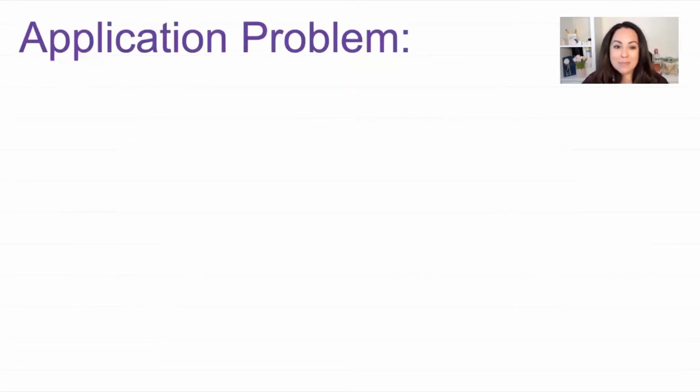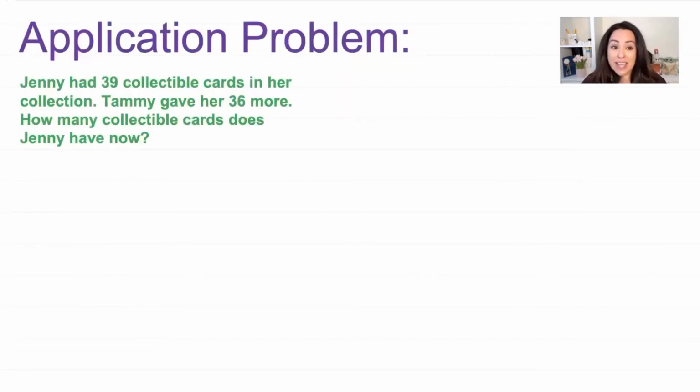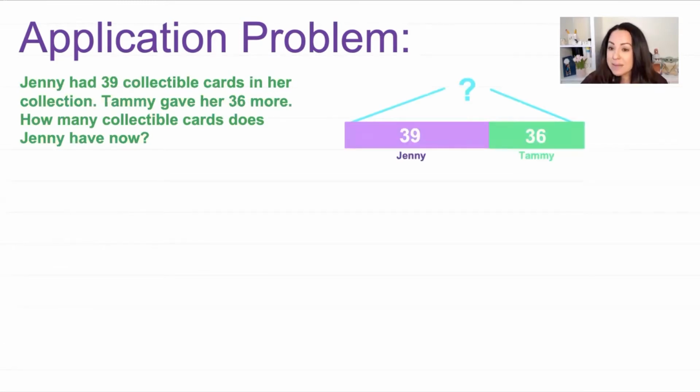Our application problem today says Jenny had 39 collectible cards in her collection. Tammy gave her 36 more. How many collectible cards does Jenny have now? Well, here's a tape diagram to show what we're talking about. Jenny had 39. Tammy gave her 36 more. So how many does she have all together?